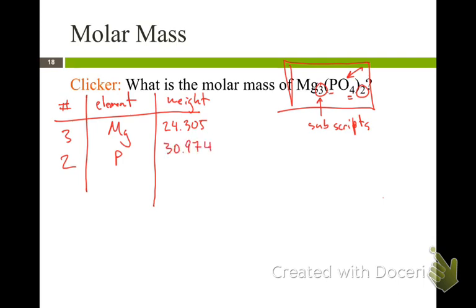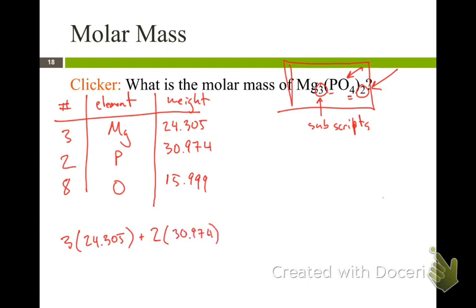Phosphorus weighs 30.974, according to the periodic table I have. And the oxygens, we have 4 for every 1 phosphate, but we have 2 phosphates. So that means that we have a total of 8 oxygens, each weighing 15.999. So now what we need to do is add them all together. So we have 3 times 24.305 plus 2 phosphorus at 30.974, and we have 8 oxygens that weigh 15.999. So I'm going to go ahead and add those up.